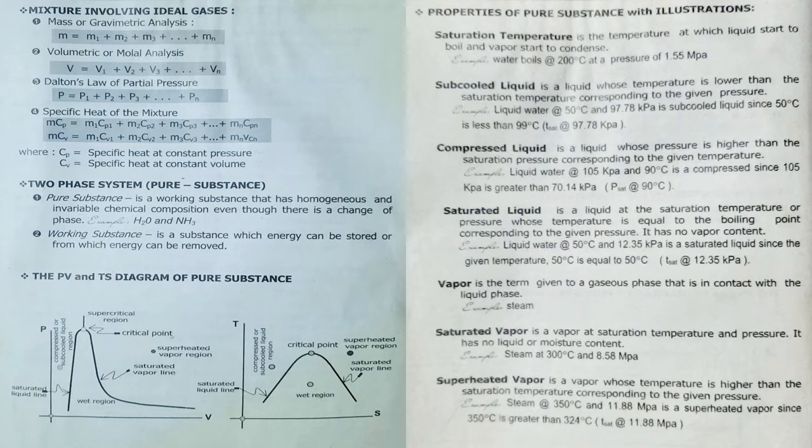Superheated vapor is a vapor whose temperature is higher than the saturation temperature corresponding to the given pressure. Example, steam at 350 degrees Celsius and 11.88 MPa is superheated vapor since 350 degrees Celsius is greater than 324 degrees Celsius, Tsat at 11.88 MPa. Please, again, look at it in your steam table or thermodynamics table.